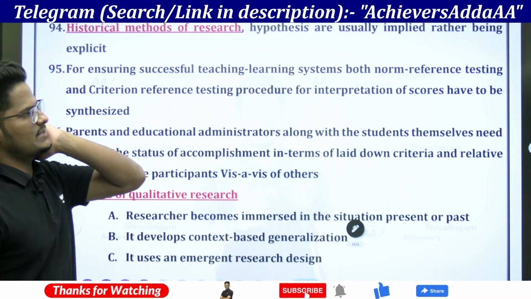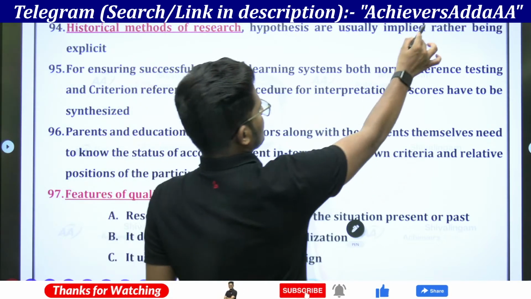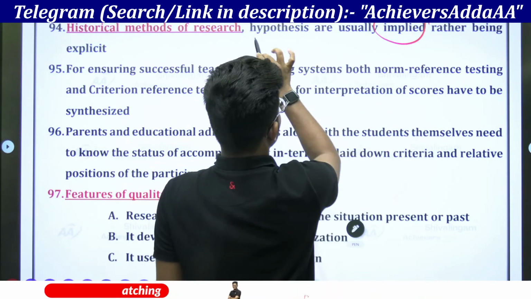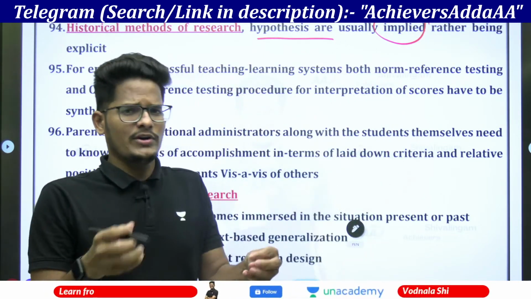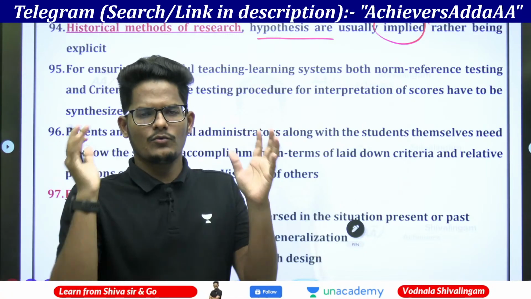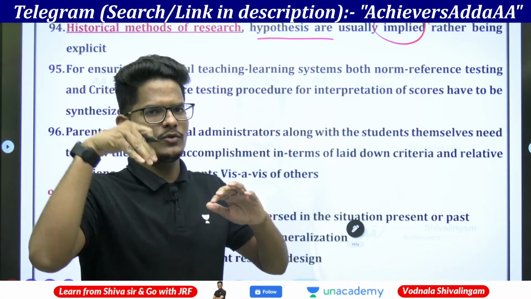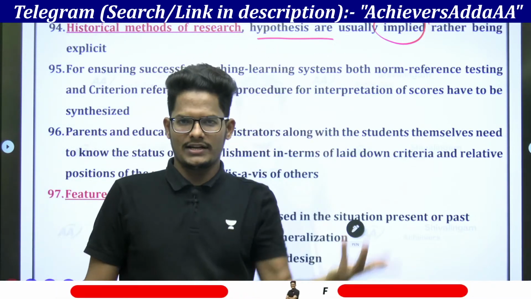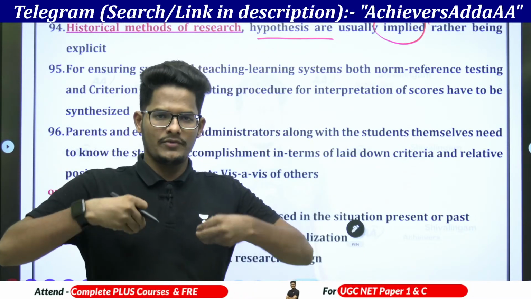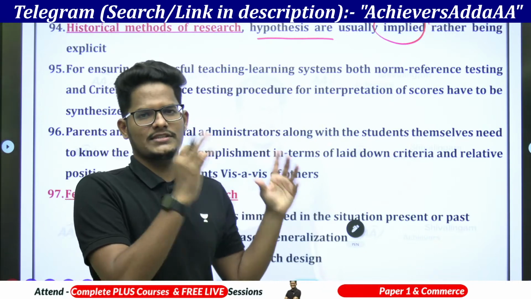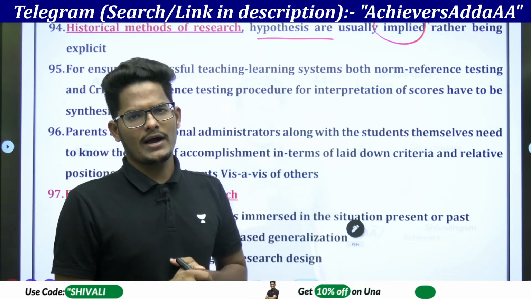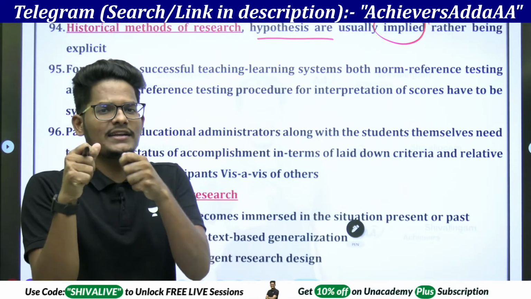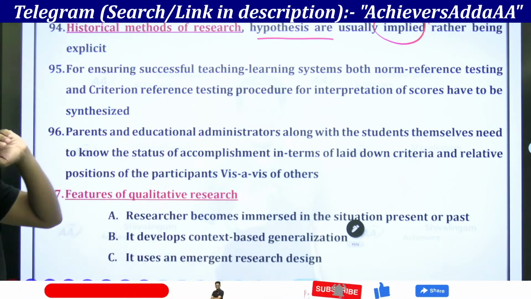Historical methods of research: usually here the hypothesis is implied. Implied means there is no need of making a hypothesis actually, about what you will expect or estimate. Rather than being explicit, it is already included in the study itself. We assume that the hypothesis is already made, but there is no requirement to do a hypothesis separately. That is why it is implied in nature.